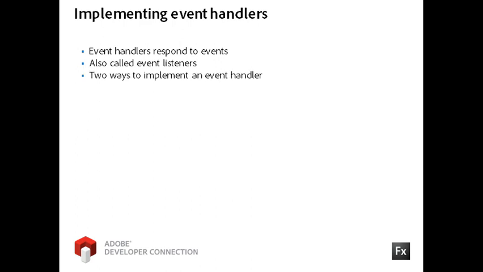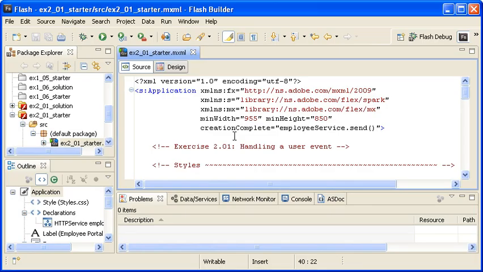First, let me discuss generally how you can implement event handlers. Event handlers are actions and behaviors you want to be executed in response to an event. You will commonly also hear the term event listener used interchangeably with event handler, although they are not exactly the same. You will learn more about that in another video. There are two ways to implement event handlers. First, you can place the ActionScript code inline in the MXML tag. Alternatively, you can create a function in a script block. I will show you both options.